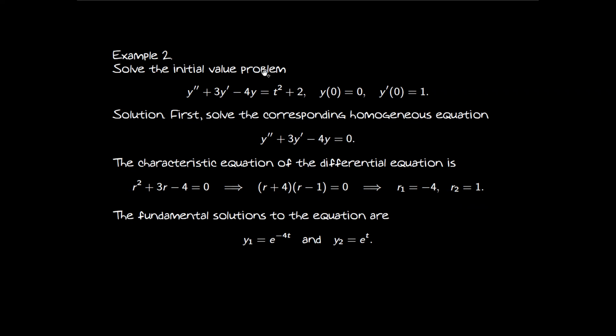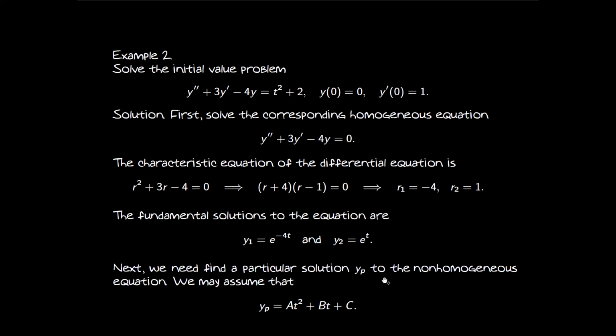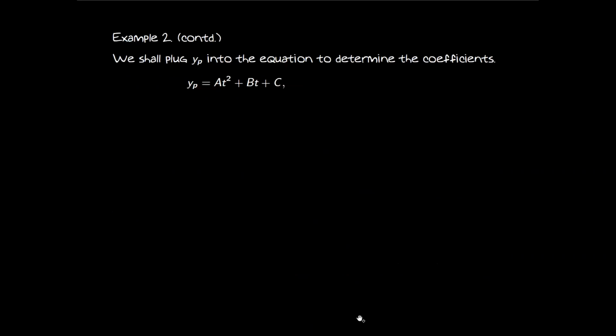Now, when you check out the right-hand side, we notice that this is a polynomial, right? It has nothing to do with the fundamental solutions. So we can propose our particular solution as a polynomial of the same degree. And the next, we need to plug the y sub p into the equation to determine the A, B, C.